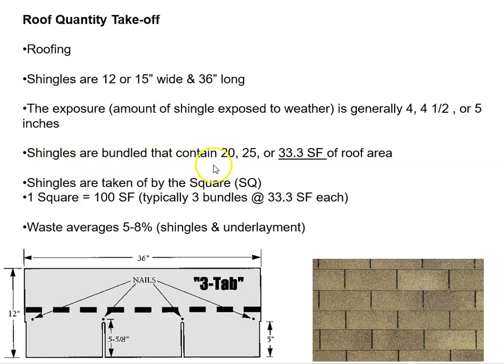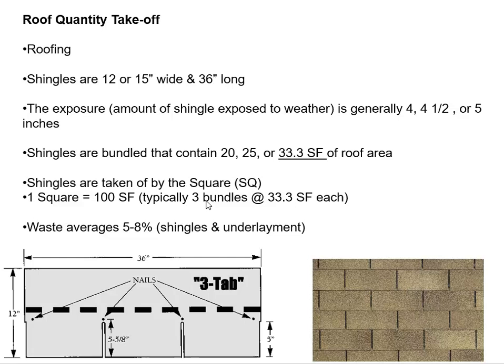Okay, so shingles are bundled that contain 20, 25, or 33.3 square feet of roof area. So this is how we do our calculations. It's most common, 33.3 square feet per bundle. So that means that 3 bundles at 33.3 equals 100 square feet. And 100 square feet in roofing terminology is 1 square. So we describe a roof in terms of how many squares of shingles there are. So 1 square equals 3 bundles.